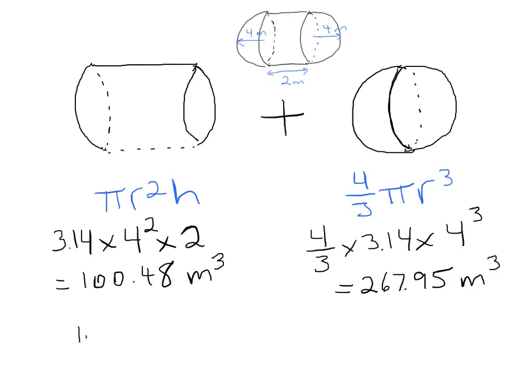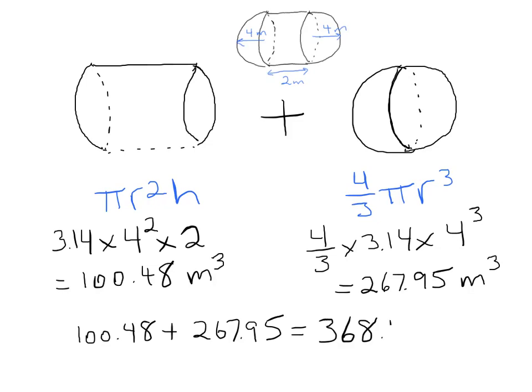And so to calculate the volume of the entire submarine, which is the cylinder plus the sphere, we'll add these two volumes to obtain a total volume for the submarine of 368.4 cubic meters.